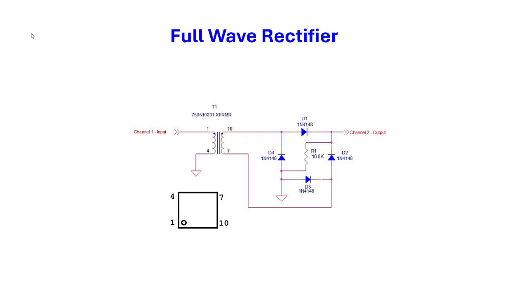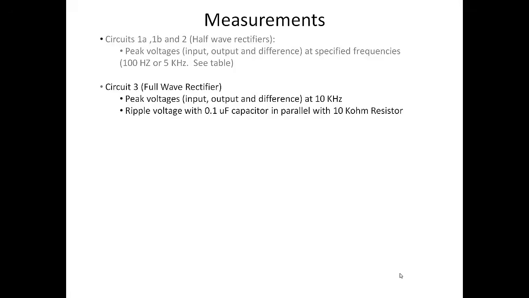If you have built the circuit correctly, you should see that both the positive and negative half waves of the input signal are rectified such that both half cycles are now positive on the output signal. Measure the peak voltages and calculate the difference between the input and output just as you did for the half-wave rectifiers. The full-wave rectifier is the first stage of a DC power supply.